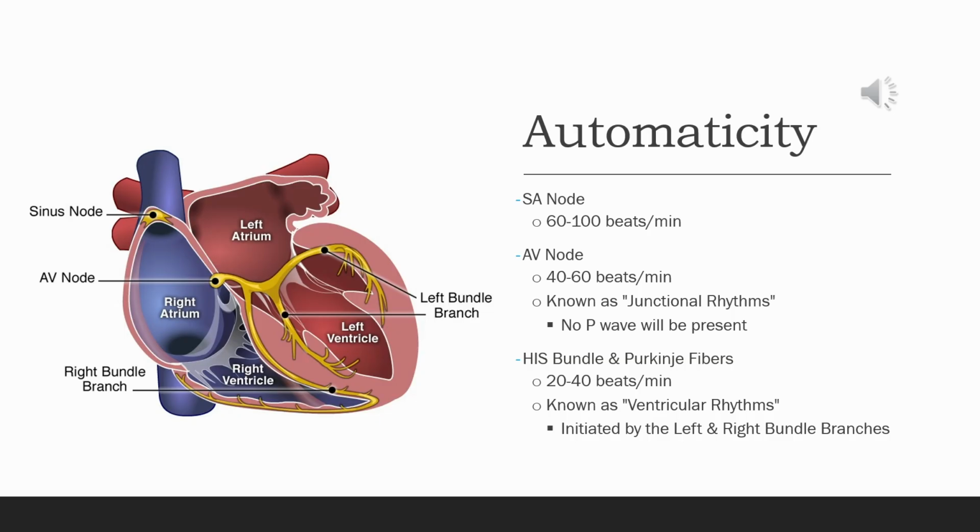If both the SA node and the AV node fail, then the His-Purkinje system, which includes the bundle branches and the Purkinje fibers, can initiate impulses. However, this occurs at a dangerously slow rate of 20 to 40 beats per minute, and this is called a ventricular rhythm. Since the ventricles are now setting the pace, these rhythms are typically ineffective and don't maintain enough cardiac output, which oftentimes requires immediate medical intervention, such as the placement of a pacemaker or emergency medications.